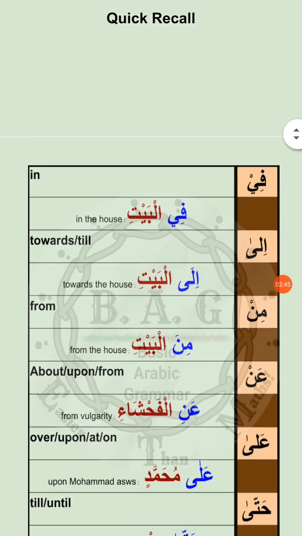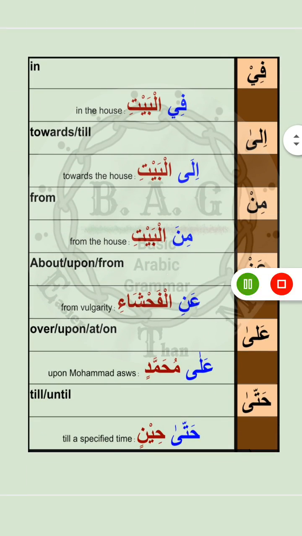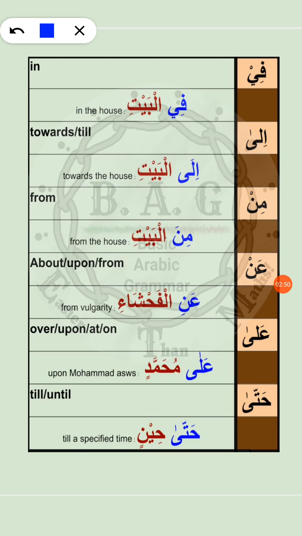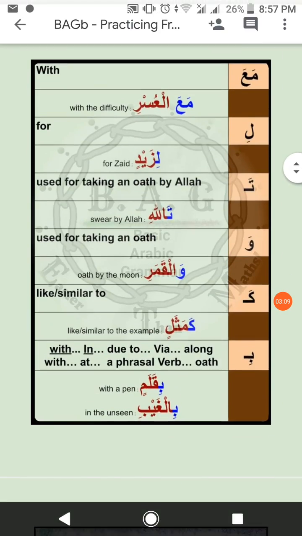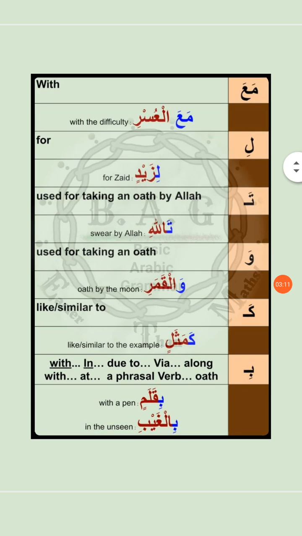Okay, first of all we have our jar majroor fragments. As you can see, there are prepositions fi, ila, min, an, ala, hatta. You can pause the screen and study the examples along with their meanings so that it gets fresh in your mind. Alright, and then we will proceed to the remaining prepositions. Alright, these are the remaining prepositions: ma'a, li, ta, wa, ka, and bi.